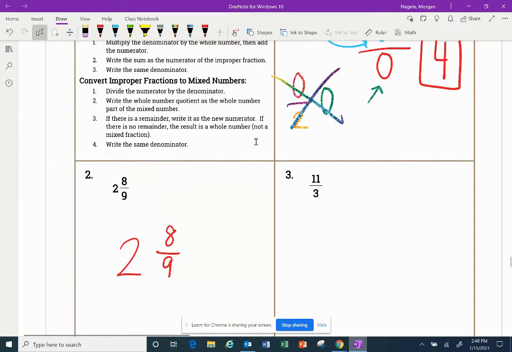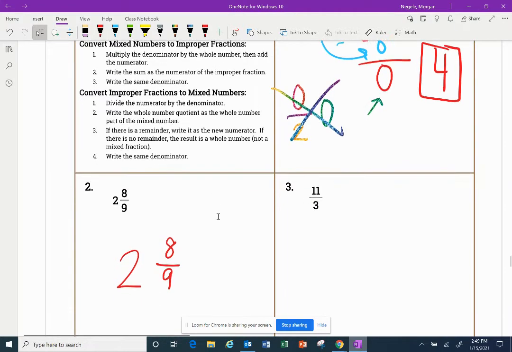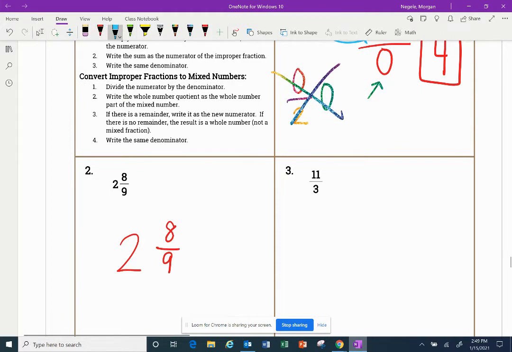I'm going to scroll up here and see what my steps are. Okay. If I'm converting mixed numbers to improper fractions, I need to multiply the denominator by the whole number, then add the numerator. So remember our little recipe for success here? What we need to do is we need to take the 9 and multiply it by 2. 9 times 2 is 18. Then we have to take this answer of 18 and add it to the numerator. So we're doing 18 plus 8.